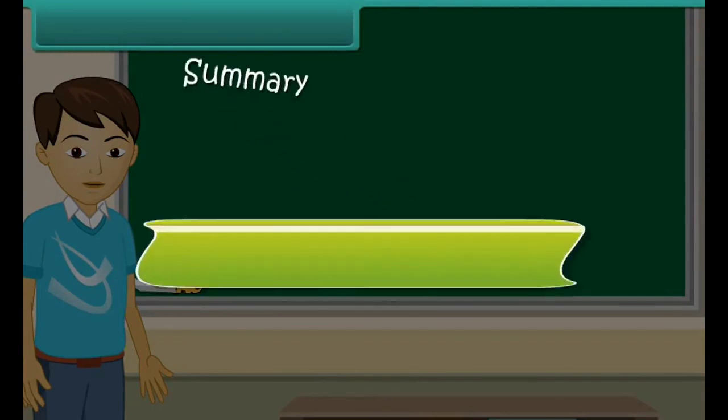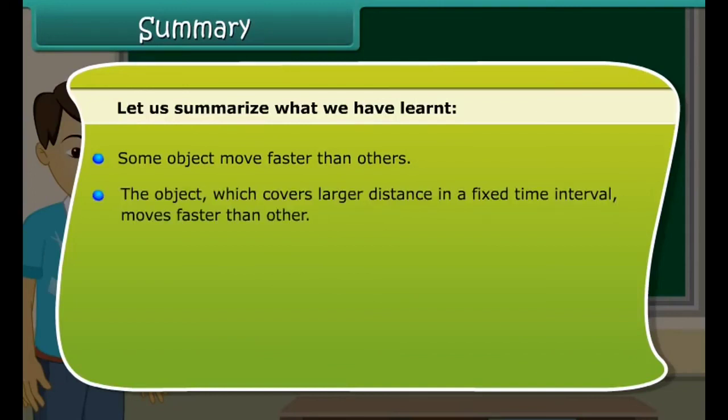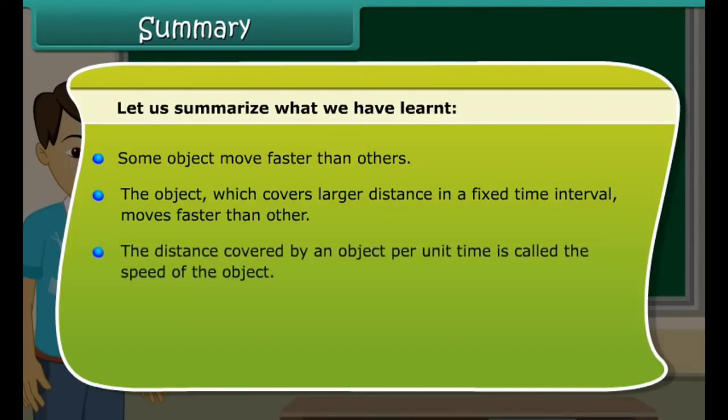Summary of this chapter. Let us summarize what we have learned. Some objects move faster than others. The objects which cover a large distance in a fixed time interval move faster than the others. The distance covered by an object per unit time is called the speed of the object, and the unit for speed is kilometer per hour.